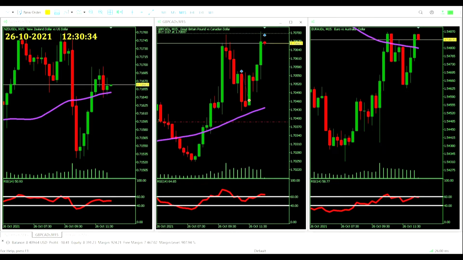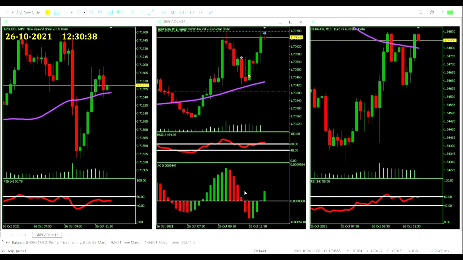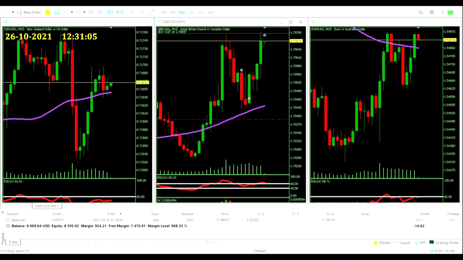And this is a bit of a moment of truth. Has the accelerator oscillator flipped back above zero? It has. In fact, it closed there last period. So that is plenty good to see, which means we wait for that to reverse before we do any closing of the trade. Naturally though, we would like it to keep on going, have a stronger Great British Pound.